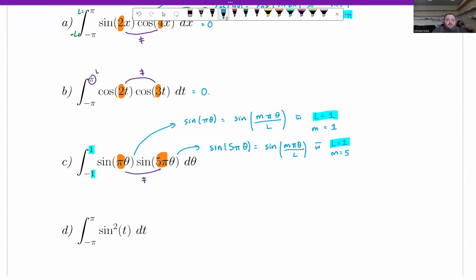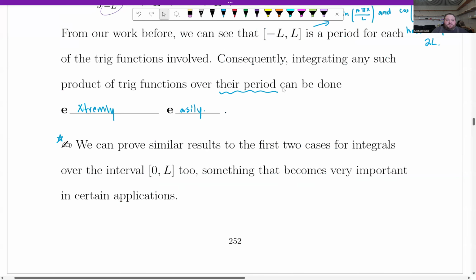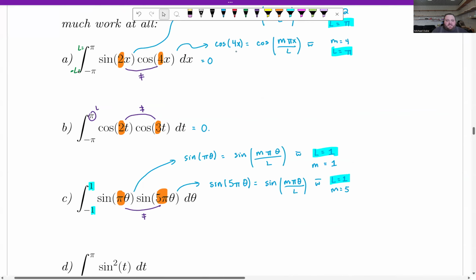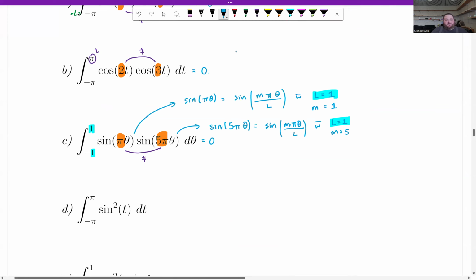And we also see that these coefficients here are not equal to one another. And so therefore we can use, let's go up here. So we have two sines. Our bounds are from negative L to L. And m does not equal n. So therefore this evaluates to 0. And so this will equal 0.